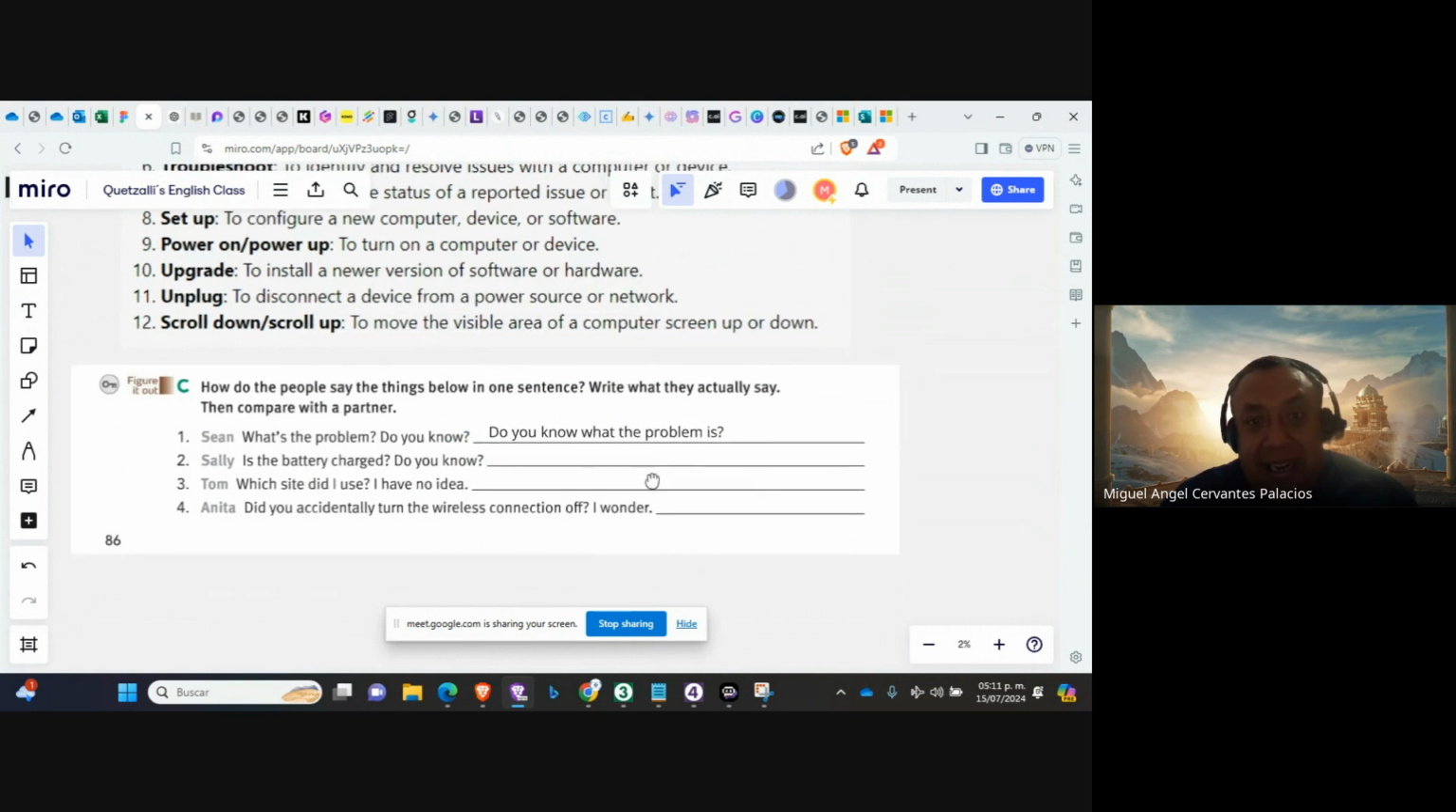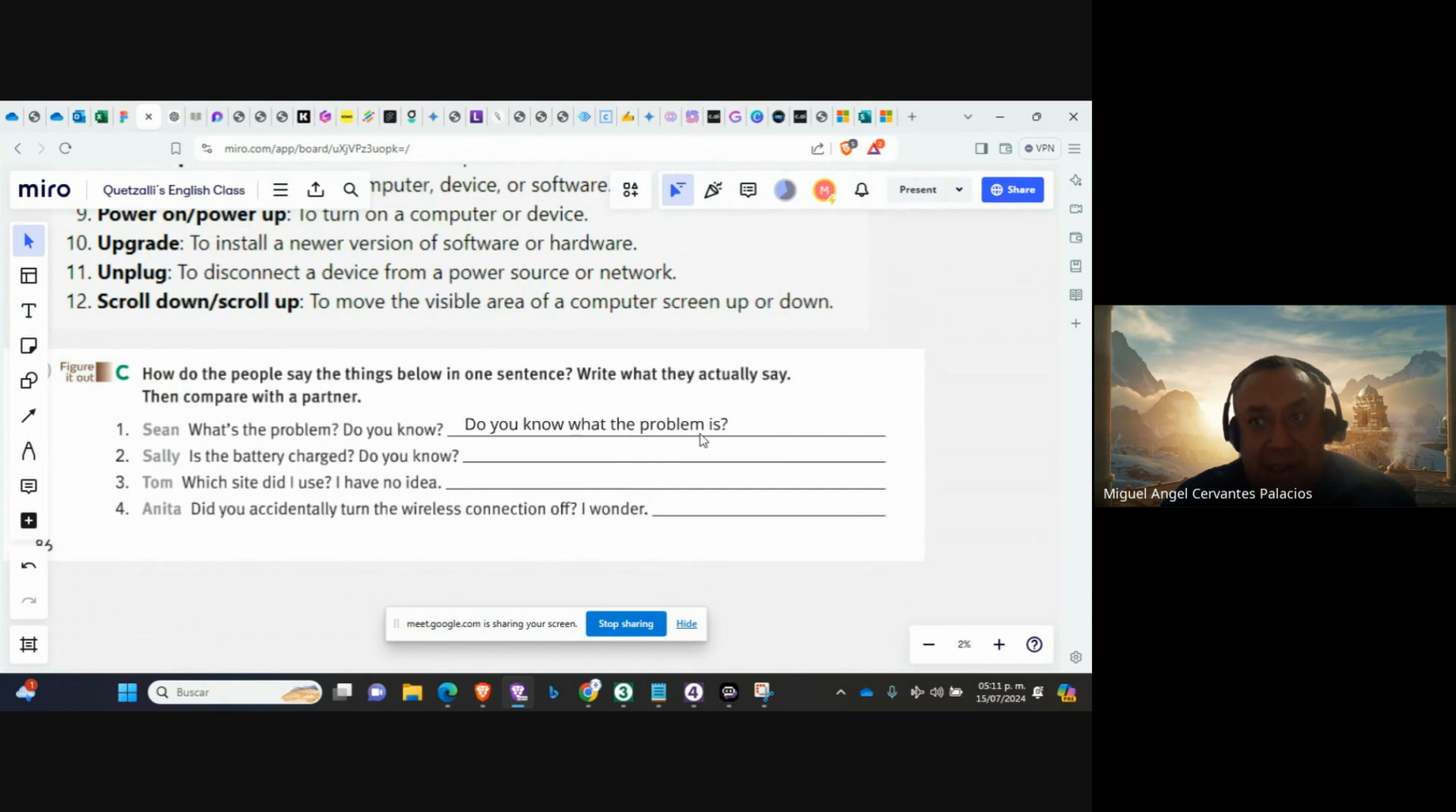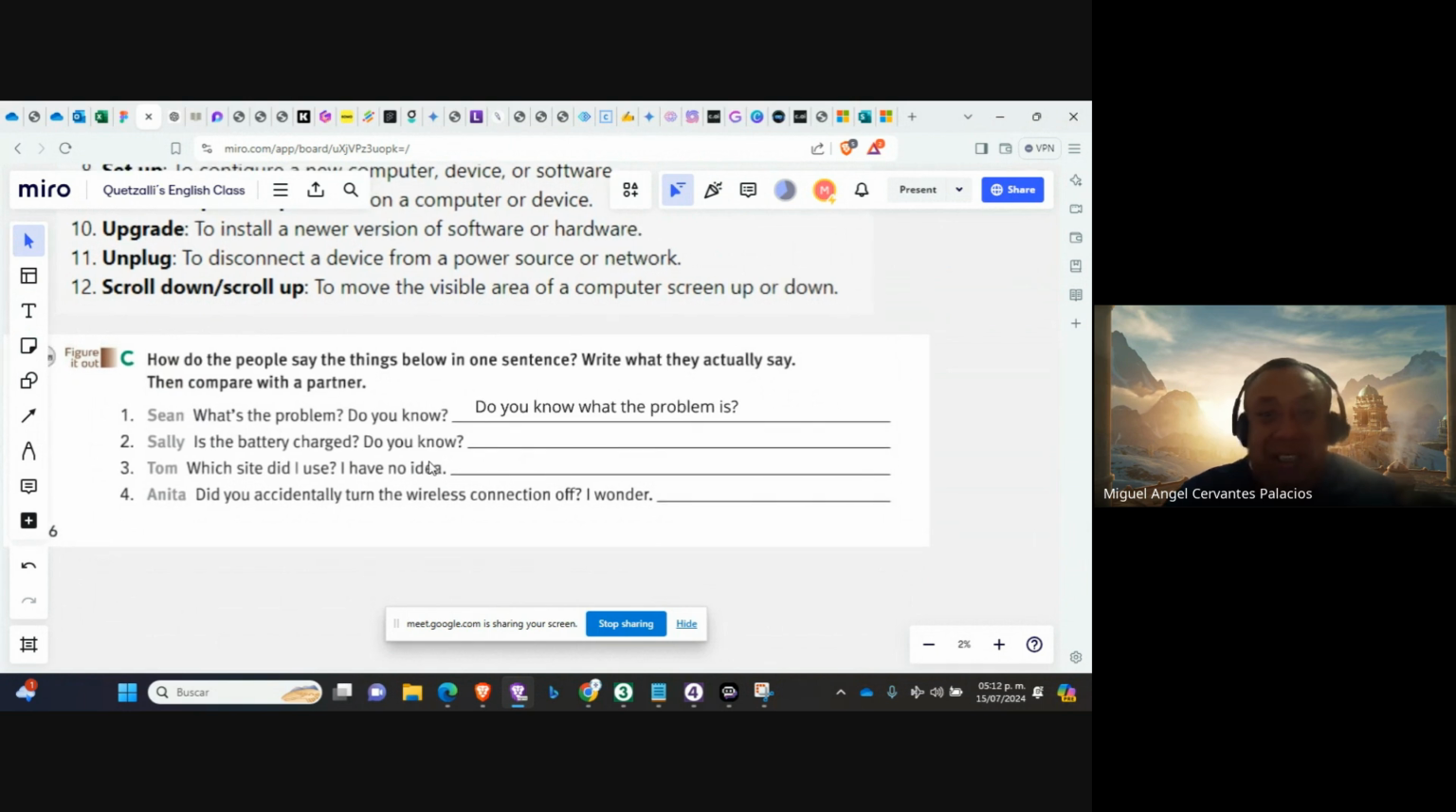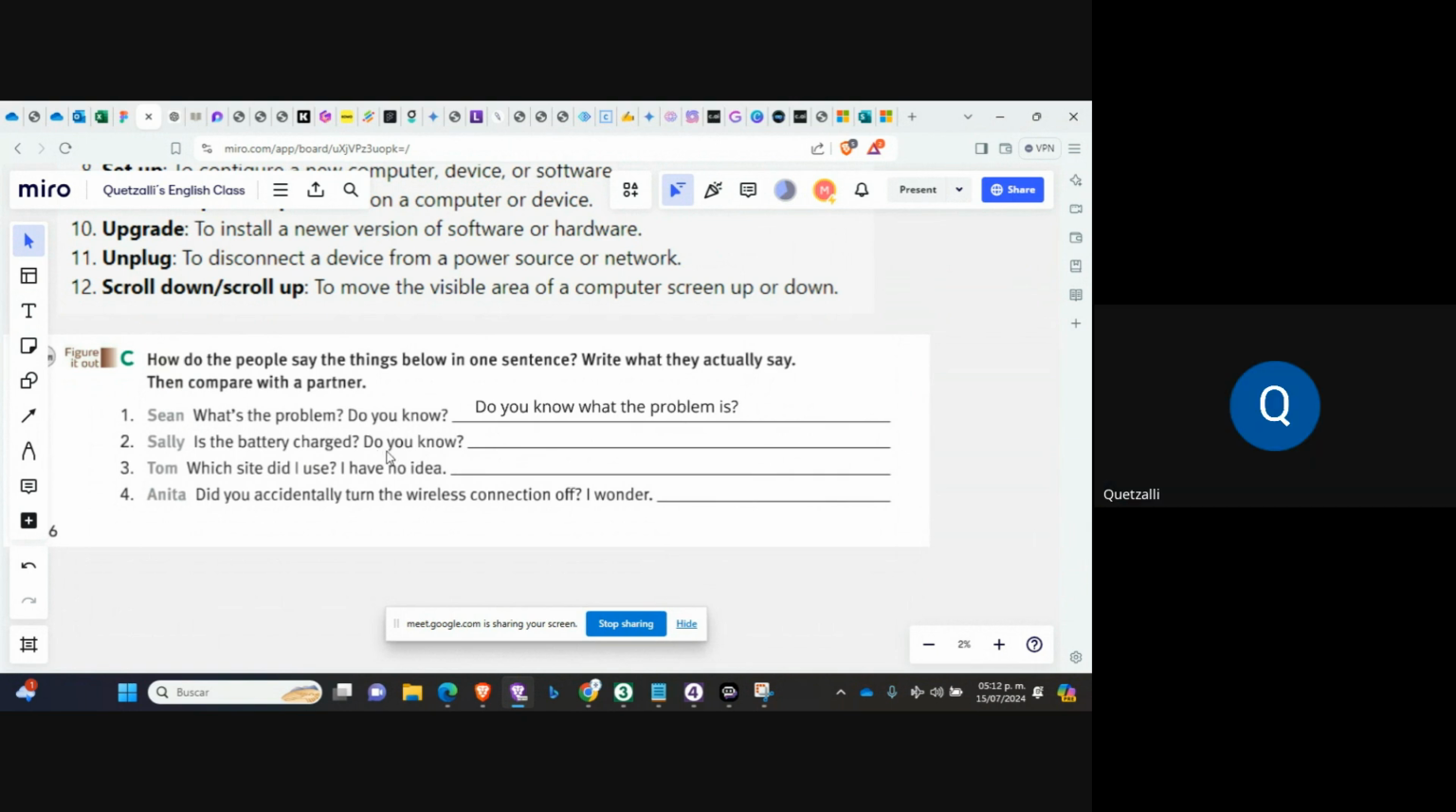Look at the order that's here. Do you know what the problem is? The original question is, what is the problem? But here, we put the verb to be at the end of the sentence. Why? Because we are making 2 questions into 1. This question is very formal. Okay. So you please change the others. You start with, do you know?